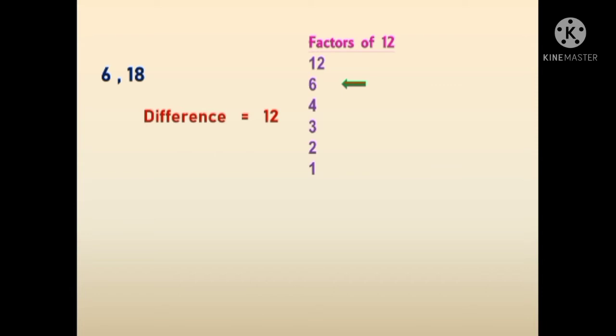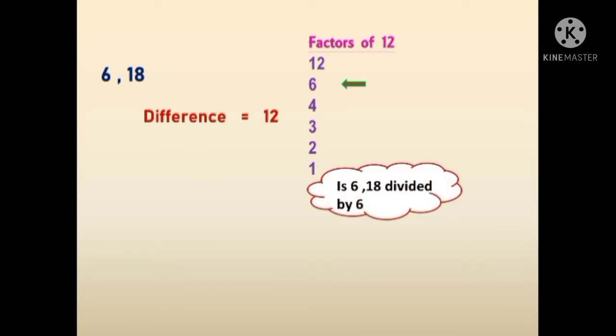Now, we have to find whether the numbers 6 and 18 are divided by 6. Is 6 and 18 divided by 6? Yes, right? Because 6 ones are 6, 6 threes are 18. So, now the HCF for 6 and 18 is 6 only.